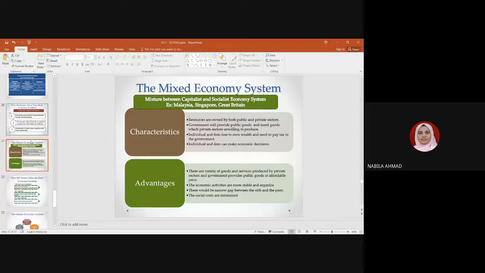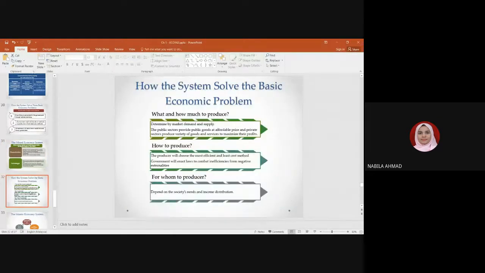Okay, right. So how the system solve the basic economic problem? Public sector and private sector will produce goods and services. Okay, so kalau public sector akan produce public goods and private sector will produce variety of goods and services. How to produce? Using efficient technique, minimize the cost, and government will try to combat inefficiency from negative externality. And for whom to produce? Government will serve the need of the society first lah. Yeah, right.